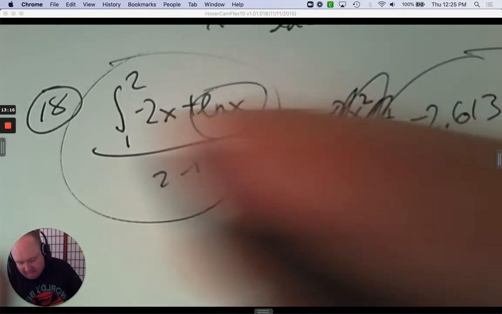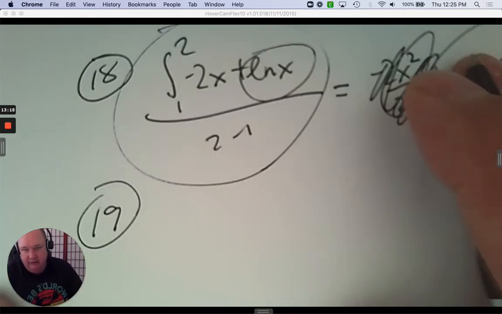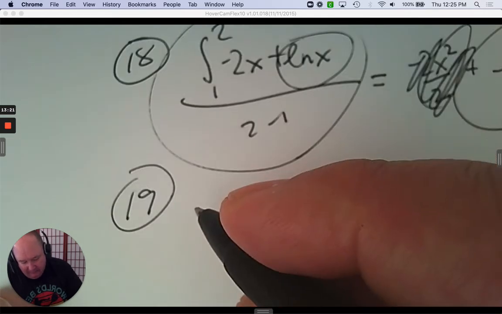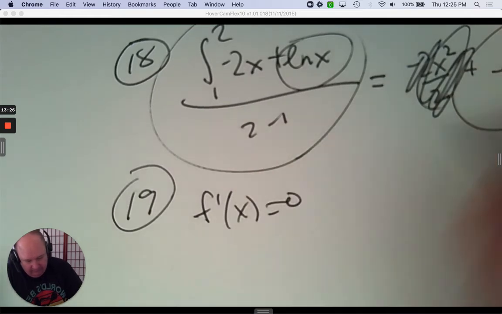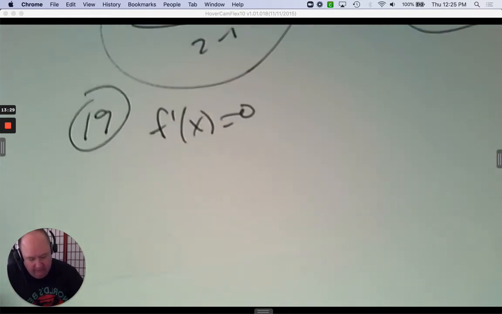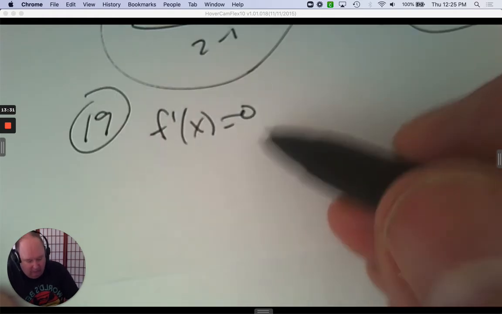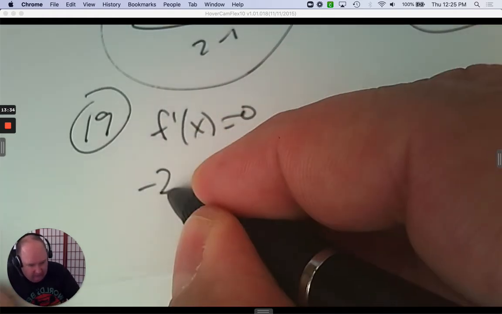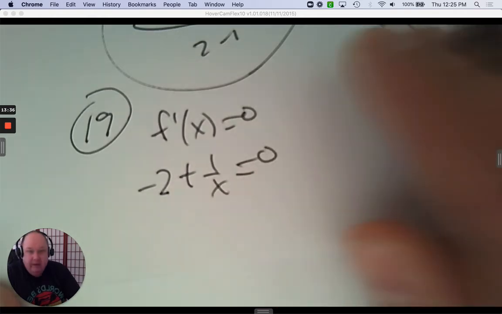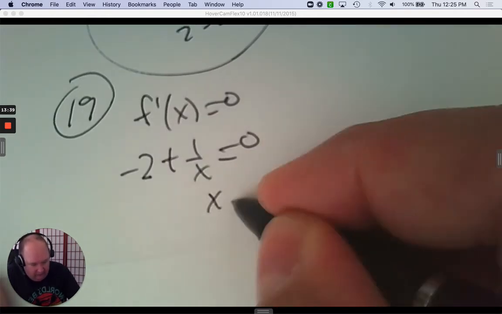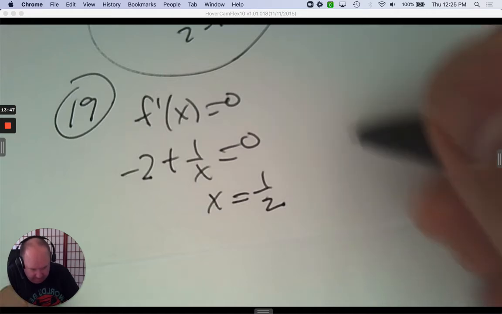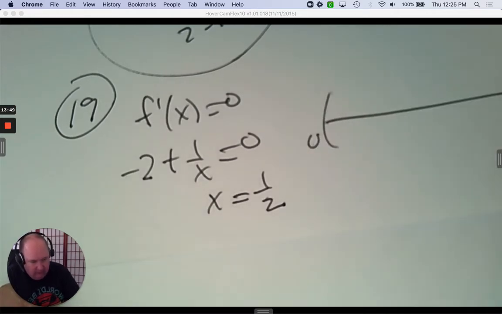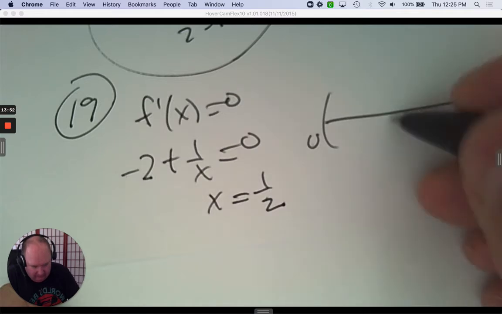Number 19. Now it says without using a calculator, find the maximum value of that. So to find it, we take the derivative equal to 0 and then the end values of it. So for the derivative equal to 0, we did the derivative before. That's negative 2 plus 1 over x. If I solve that, then x equals 1/2. That would make it equal to 0. Know the domain restriction, which is x greater than 0, because a logarithm can't have a negative number inside.